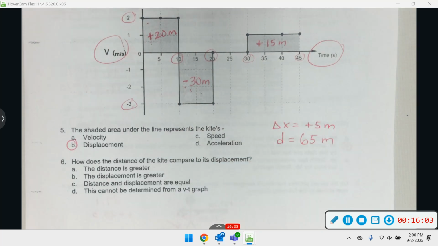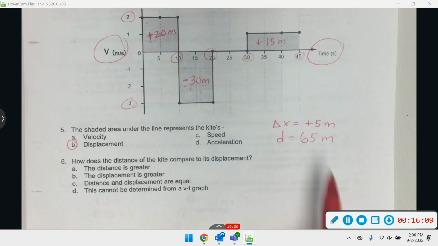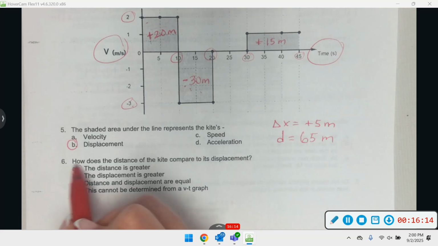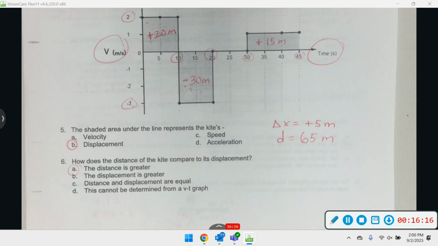All right, number 6, how does the distance of the kite compare to its displacement? Well, we just found those. Okay, the distance is much greater than the displacement. And so that is A, the distance is greater, and this is true every time. Your distance will always be either greater than or equal to your displacement.